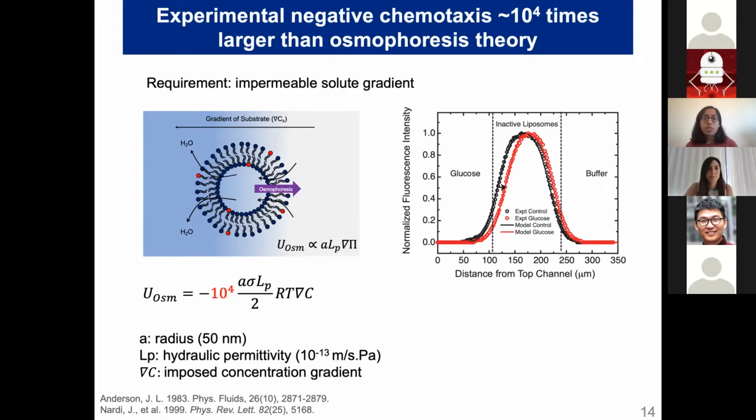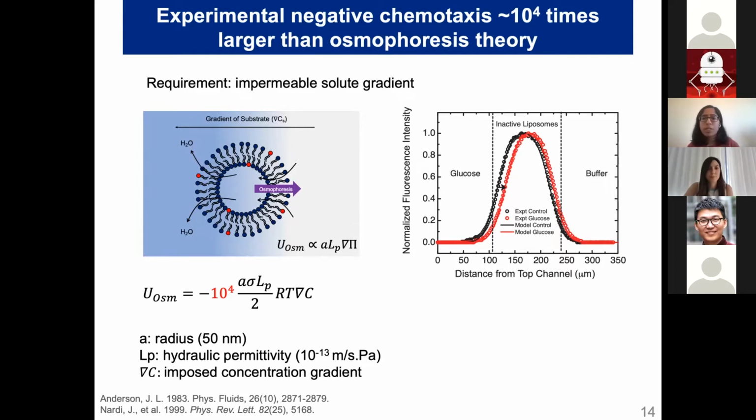So in order to see if osmophoresis is dominant in our system, we looked at our experimental negative chemotaxis values and compared them with theory. And here what we observed is that we were able to get an overlap only if we had a huge fudge factor of 10 to the power 4. So our experimental values were 4 orders of magnitude larger than what was predicted by osmophoresis theory. So this tells us that osmophoresis is also negligible in our system.